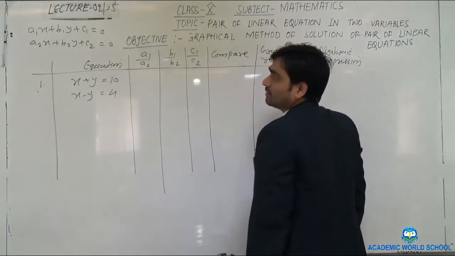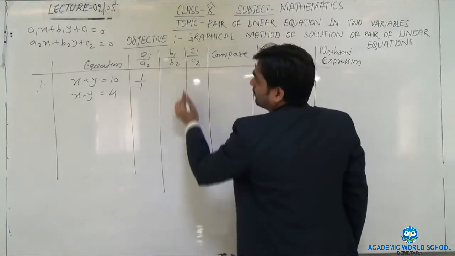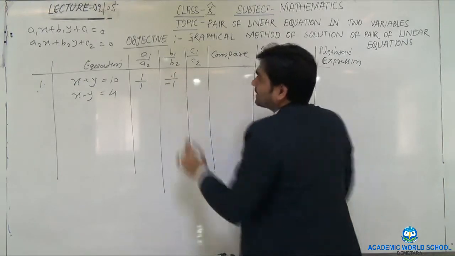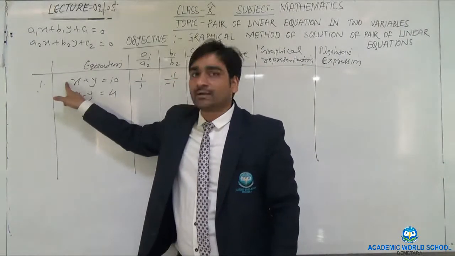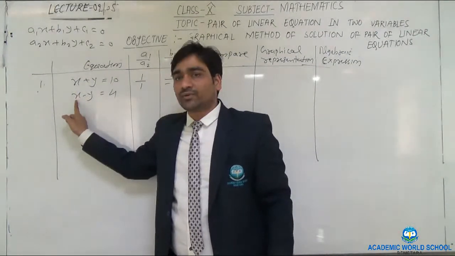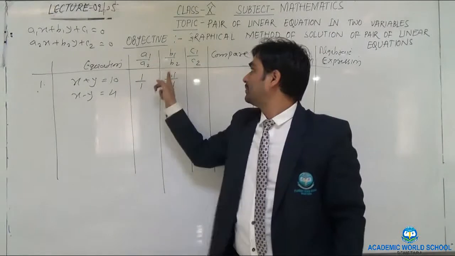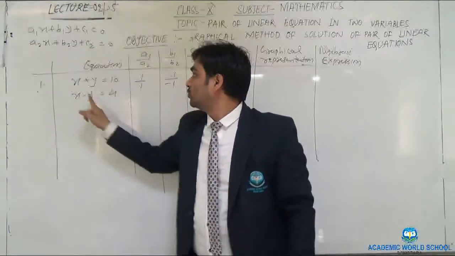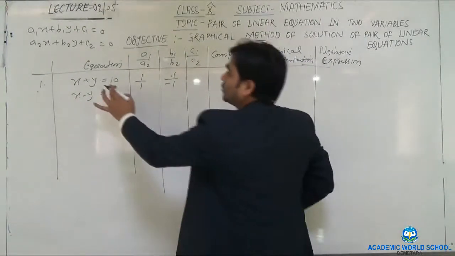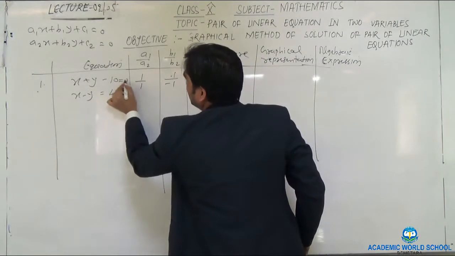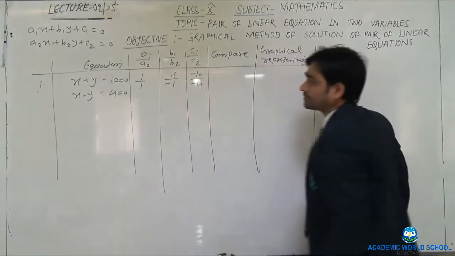Now write down every value. Here comes 1 upon 1, b1 upon b2, 1 upon minus 1. Are you getting my point or not? Here a1 means the coefficient of x, which is 1, and a2 means the coefficient of x in the second equation. Similarly, the coefficient of y is b1, and here the coefficient of y is b2, minus 1. Similarly c1 upon c2: writing minus 10 is equal to 0 and minus 4 is equal to 0, so it becomes minus 10 upon minus 4.